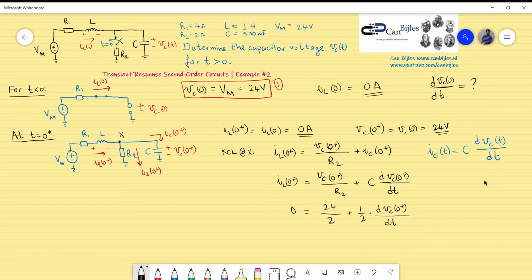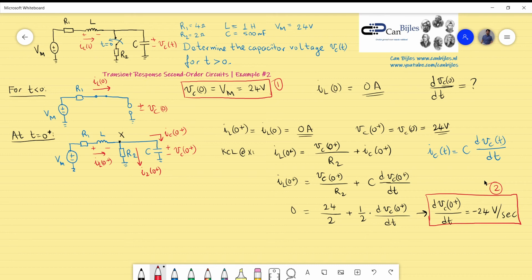So if you evaluate this, you will get the derivative of the capacitor voltage evaluated at 0 plus will be minus 24 volts per second. And this is actually your second condition you require to calculate the VC, the total response. So I will make this also clear and give this number 2. Okay, that's actually for this part.